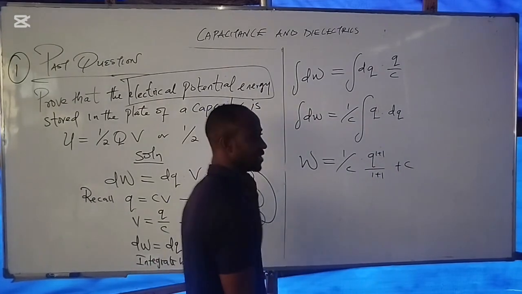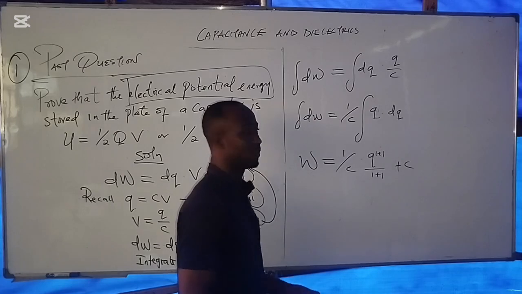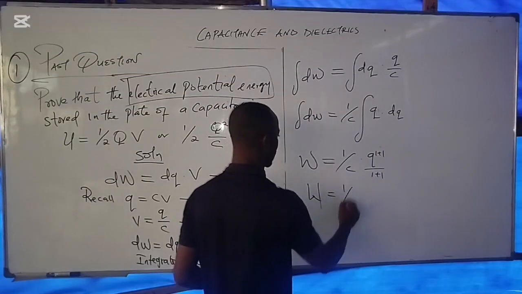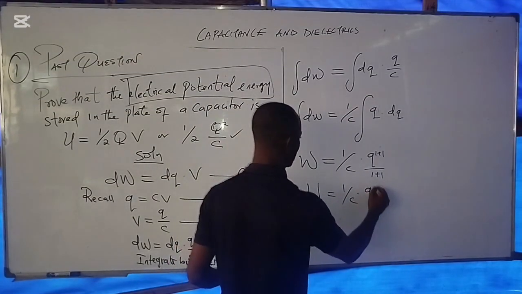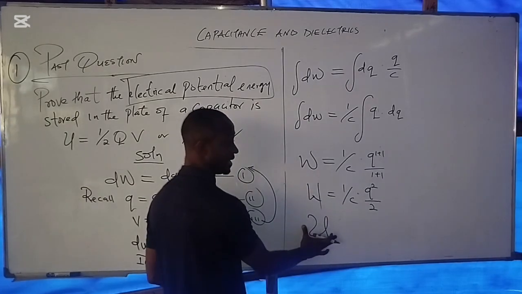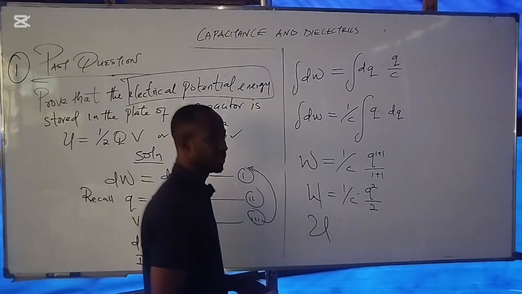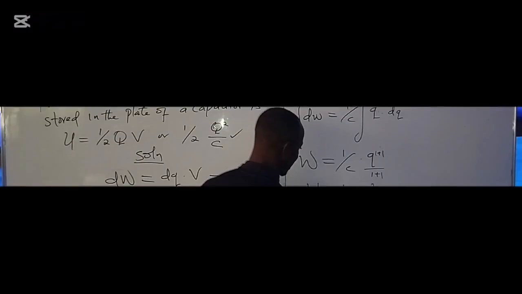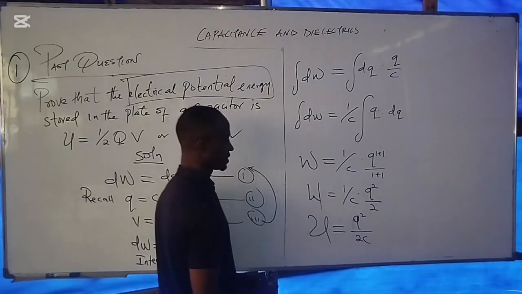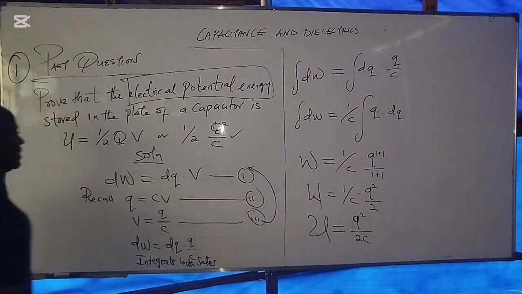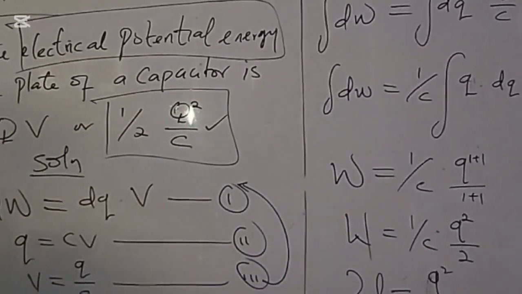The rule of integration says that when you integrate, you always add your constant. Because I want to define work, I'm going to remove my constant. That means our work done is equal to 1 over C multiplied by Q squared divided by 2. This is the same as our energy. The energy stored is the same as the work done on the capacitor, so U equals Q squared divided by 2C. So we have been able to derive the first expression.